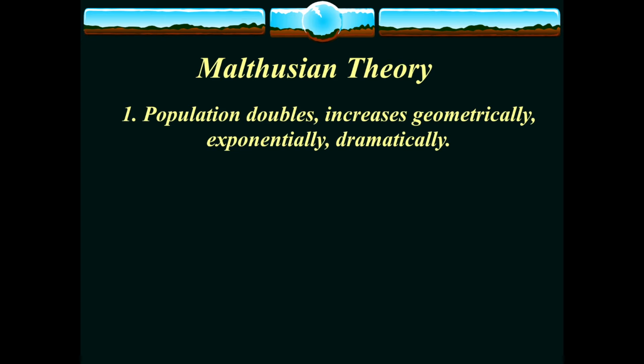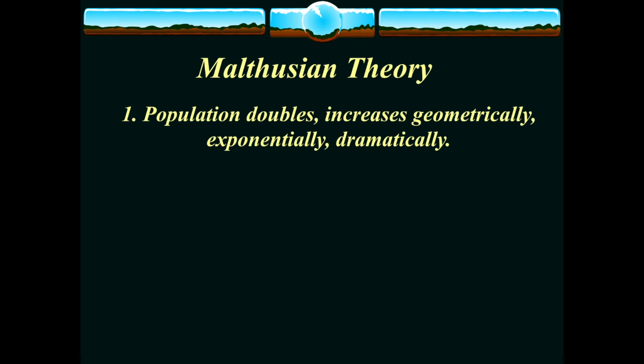Doubling increases very quickly. It's 1, 2, 4, 8, 16, 32, 64, 128, 256, 512, 1024, etc. Arithmetic increase is 0, 1, 2, 3, 4, 5, 6, 7. So population increasing exponentially or dramatically means the Earth experiences heavy population increases.